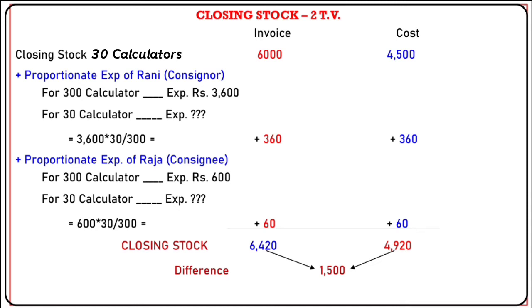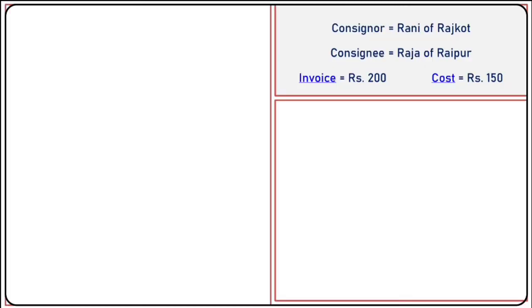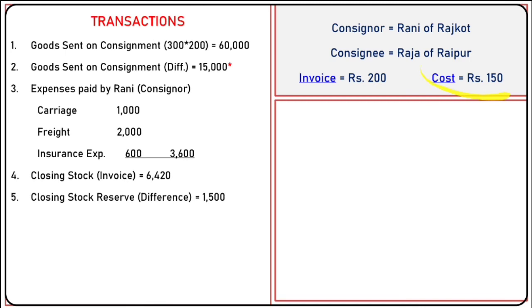Perfectly clear? Now on the basis of all this, we have to prepare consignment account and consignees account. Consignor Rani of Rajkot, consignee Raja of Raipur. Invoice price 200, cost price 150, goods sent 60,000, difference 15,000, expenses paid by consignor 3,600, closing stock invoice 6,420, difference 1,500.